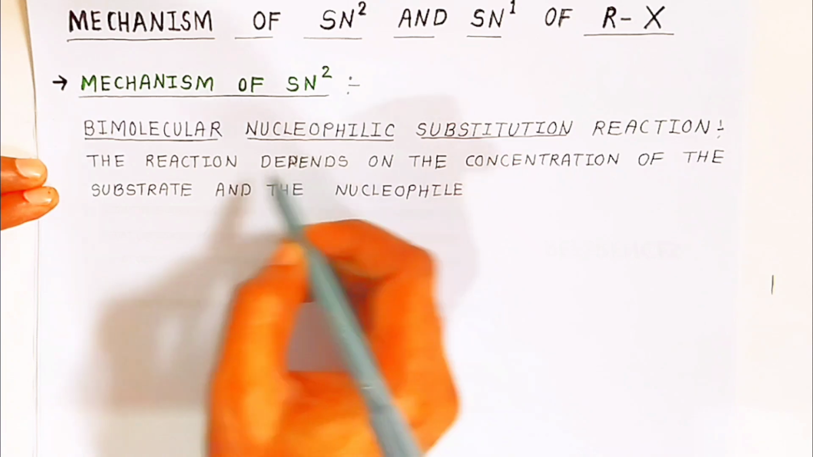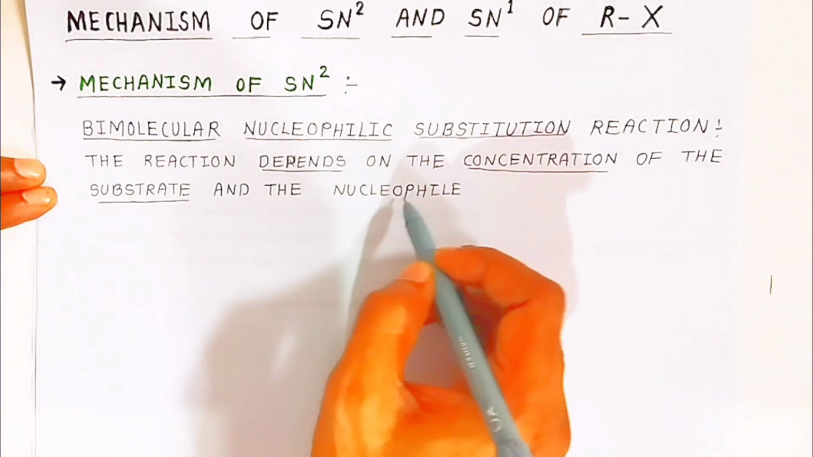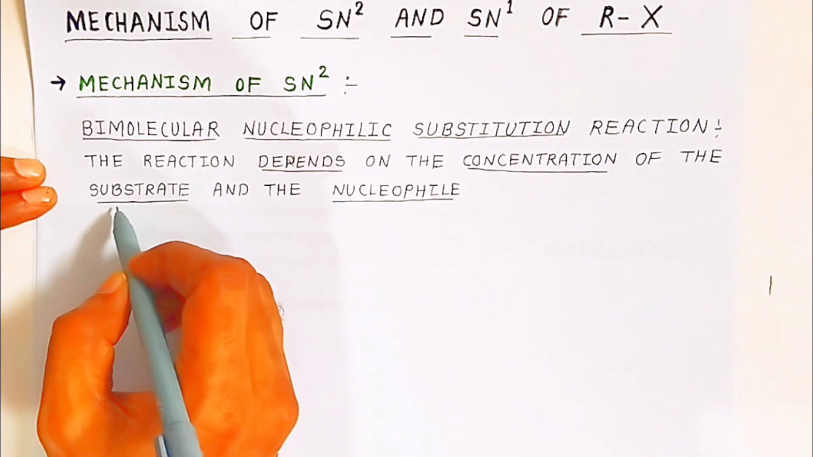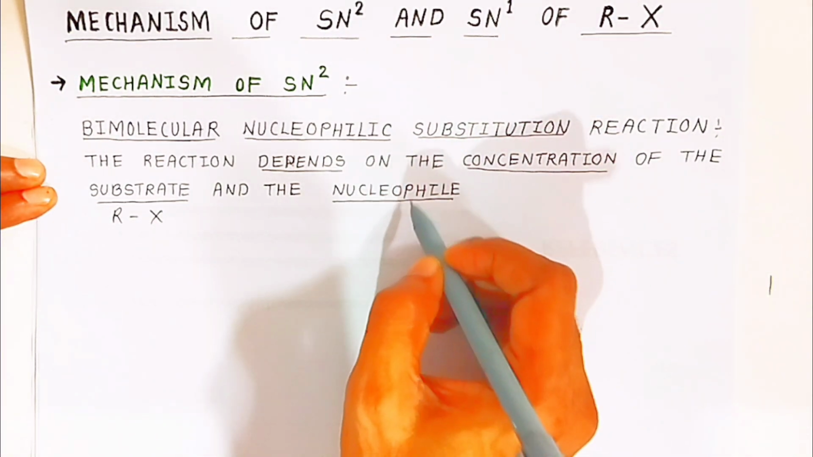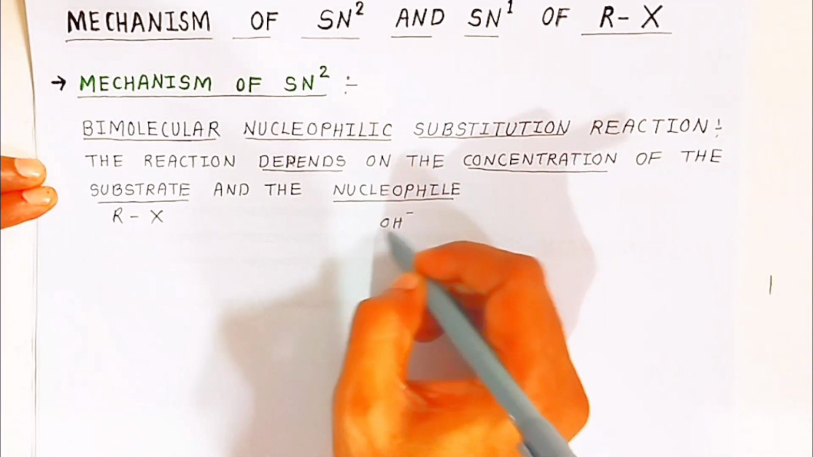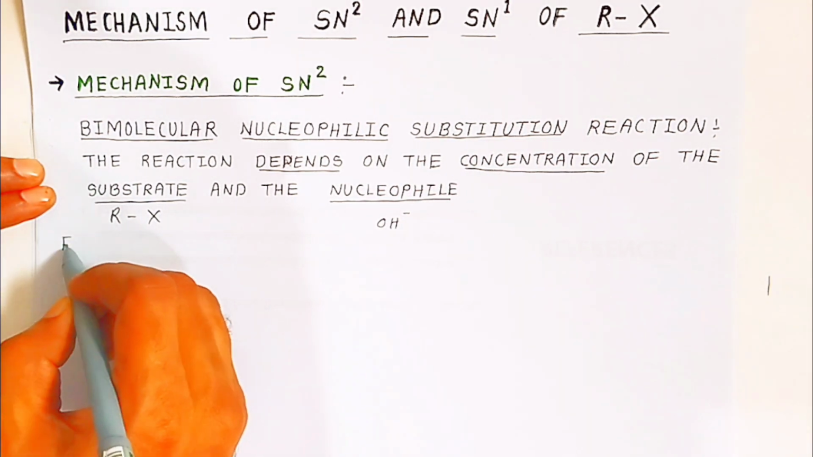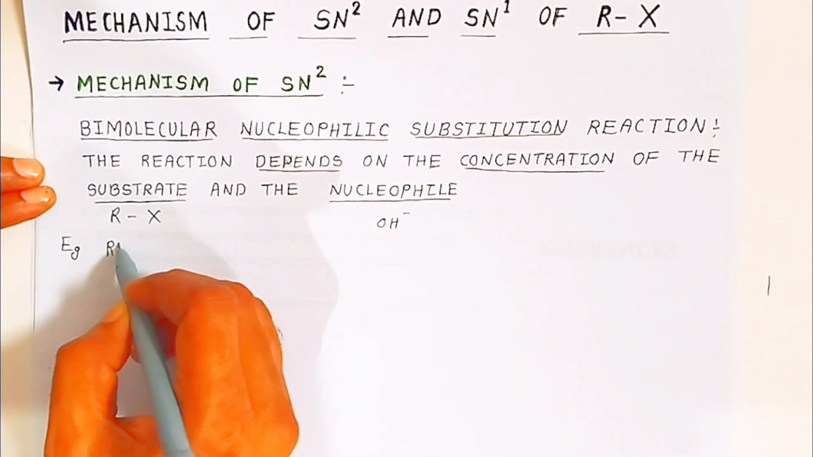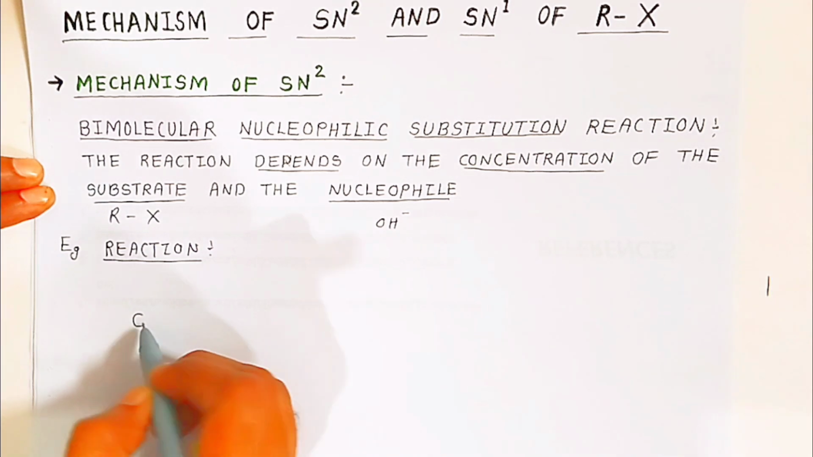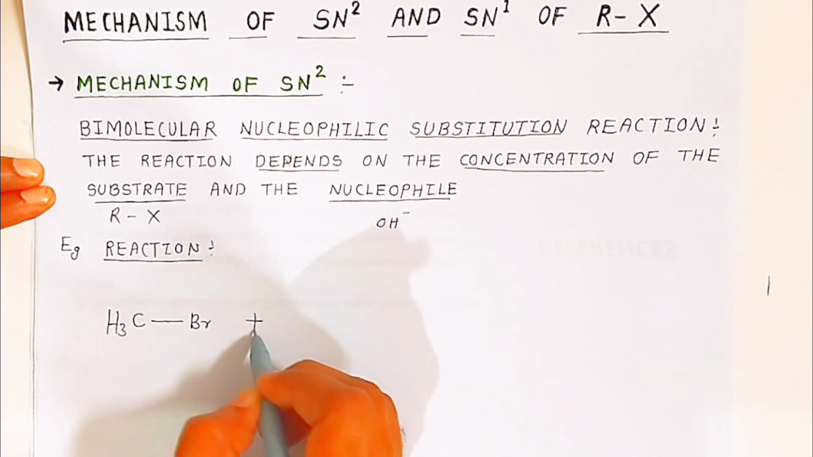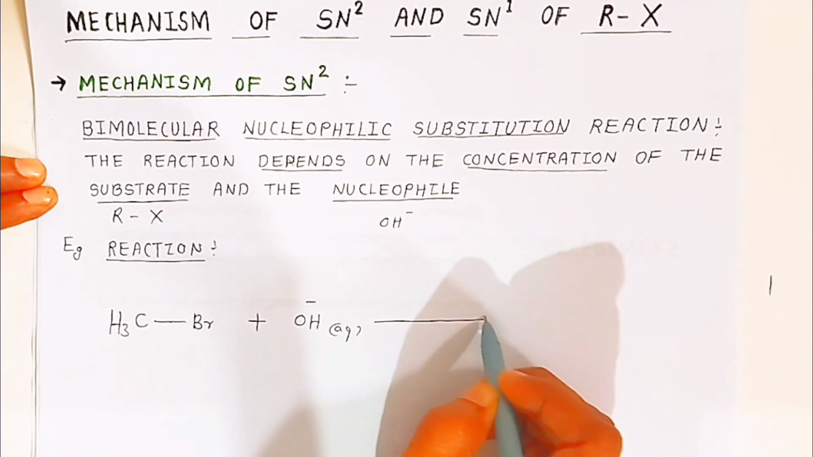The rate of the reaction depends on the concentration of the substrate and the nucleophile. Here, students, alkyl halide will be your substrate, and your negative ion, that is OH minus hydroxyl ion, will be your nucleophile. Here we are going to see the reaction where I am taking methyl bromide reacting with aqueous hydroxyl ions.